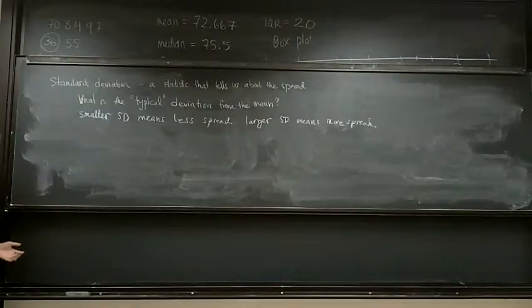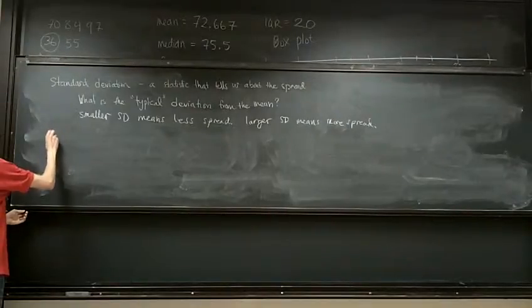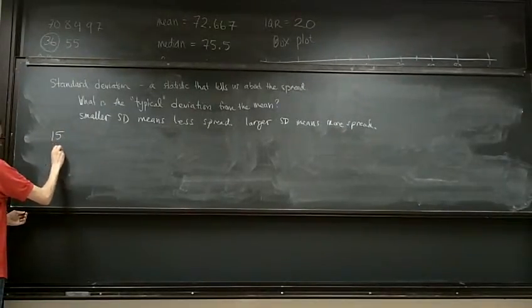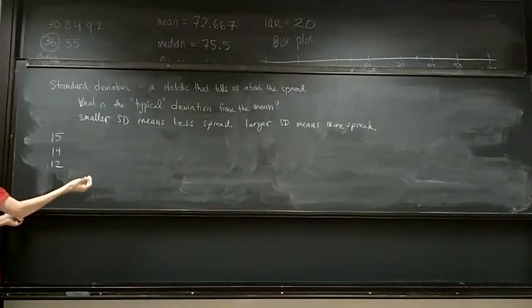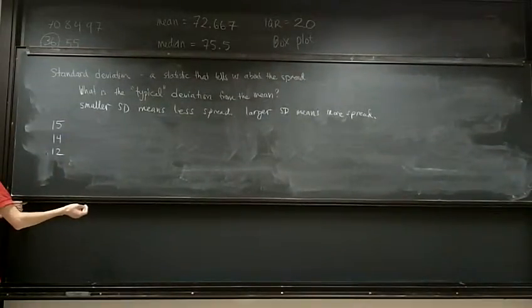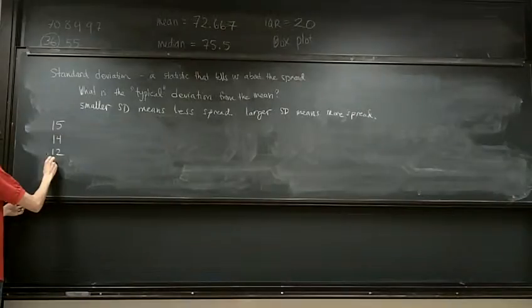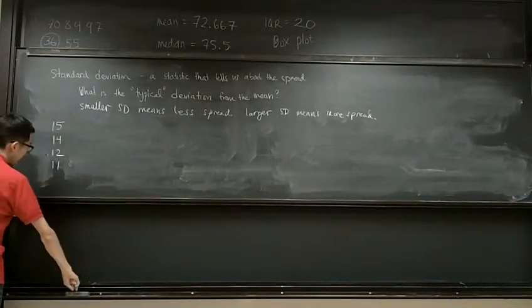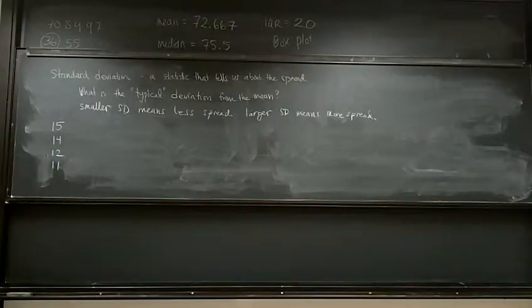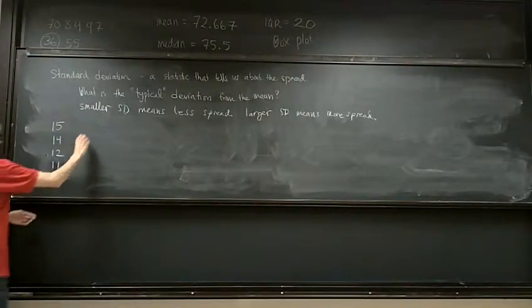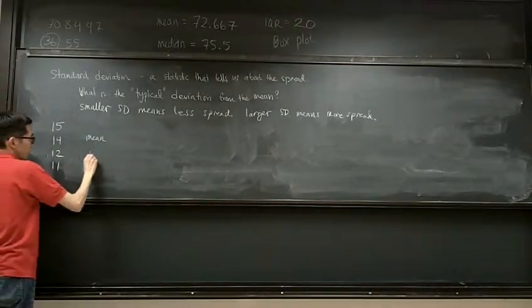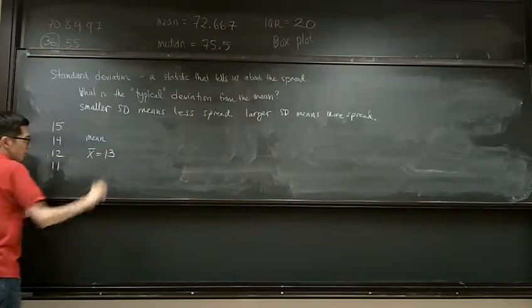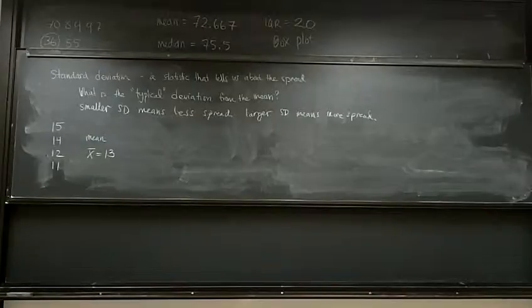Say we have a family has 4 kids, and the kids' ages are 15, 14, 12, and 10. Just make this easy. What is the mean? If you add these up, you should get 52. Divided by 4, you get 13.